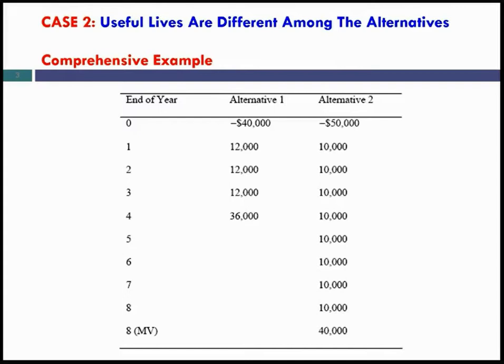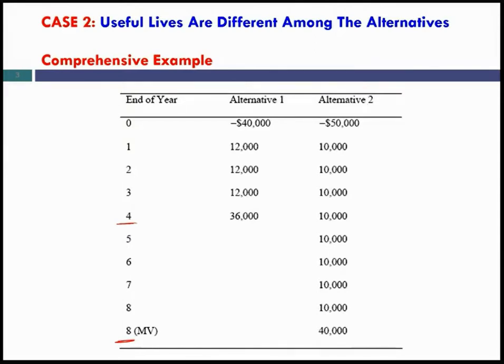And for this one, actually, it is easy because the useful life of the first alternative is 4 years and the second one is 8 years. So it means that if I repeat the first alternative for an additional 4 years, then we already obtained the least common multiple. So what does it mean?